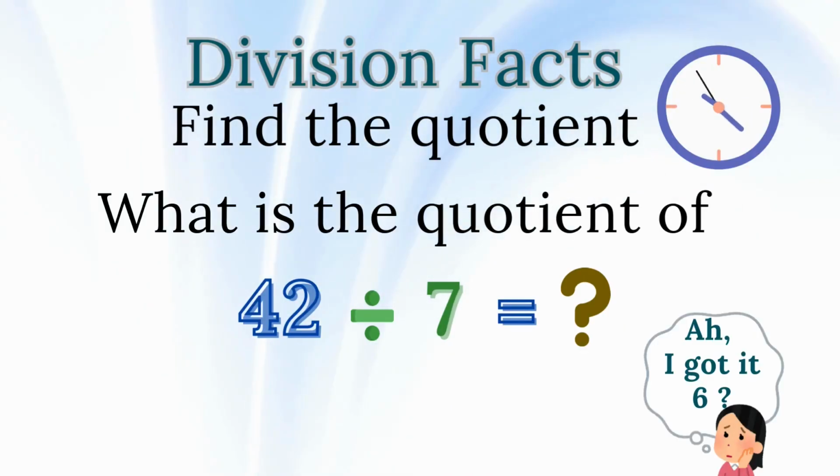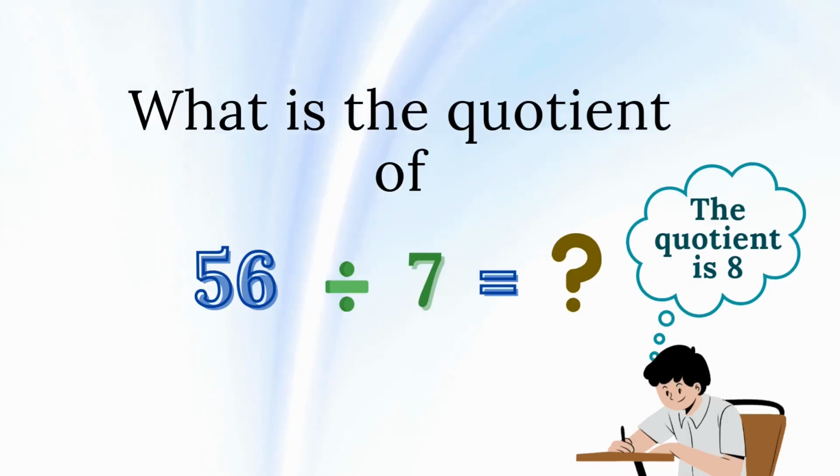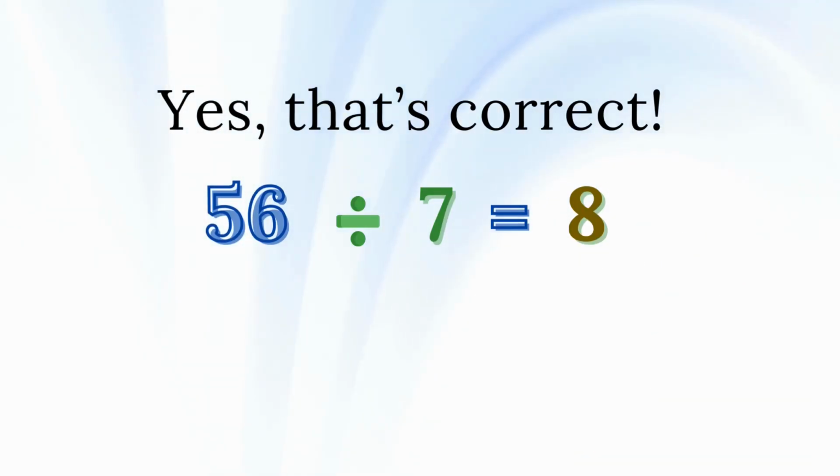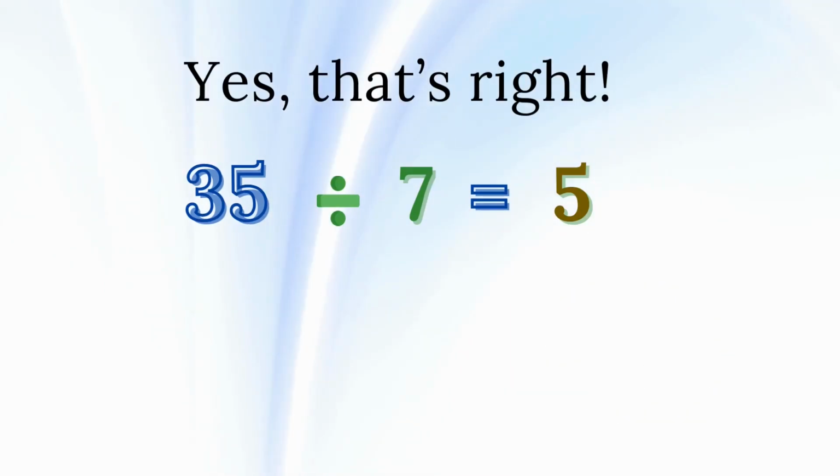Division facts. Find the quotient. What is the quotient of 42 divided by 7? Yes, that's correct. 42 divided by 7 equals 6. What is the quotient of 56 divided by 7? Yes, that's correct. 56 divided by 7 equals 8. What is the quotient of 35 divided by 7? Yes, that's right. 35 divided by 7 equals 5.